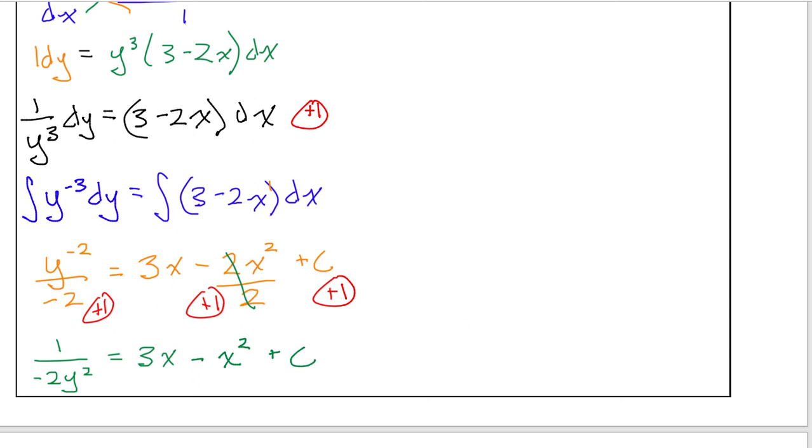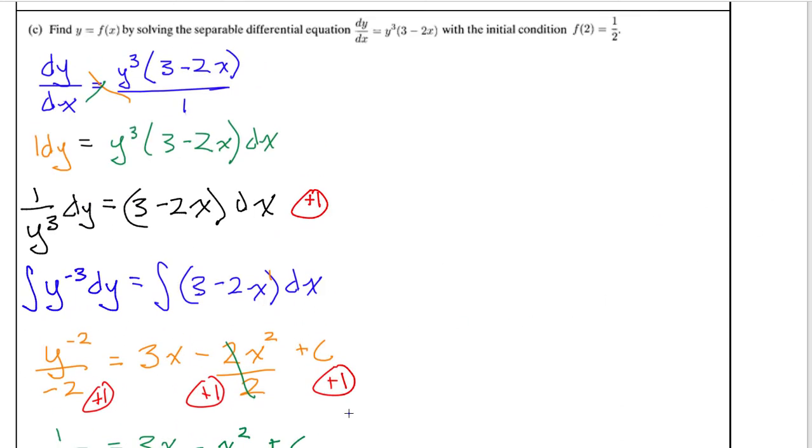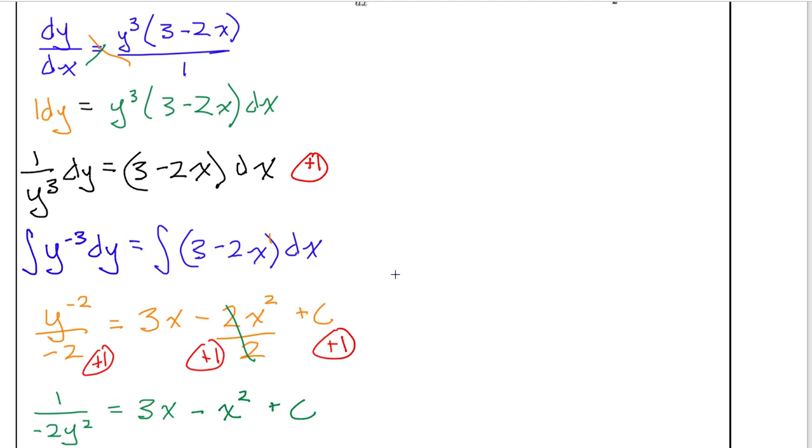Plus c. All right. And finally, we do step number 3. What is step number 3?